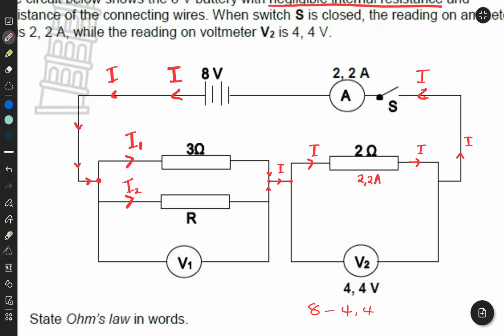That's something like 3.6. Right, so 8 minus 4.4, yes, 3.6. So the remaining 3.6 volts goes to V1. So V1 will measure the voltage of the parallel combination. So what that means is the 3 ohm resistor will get 3.6 volts, and then the R ohm resistor will also get 3.6 volts. Now why does that make sense?